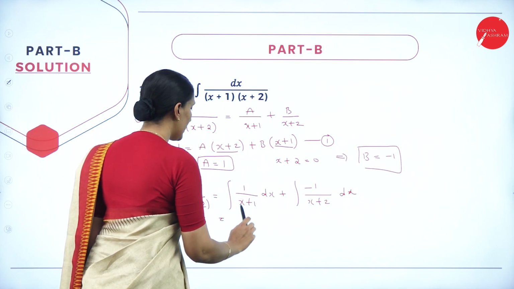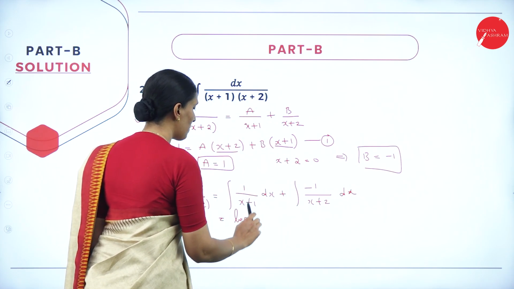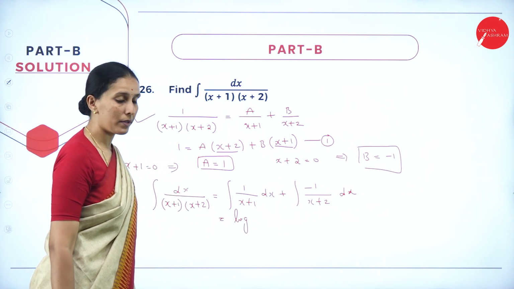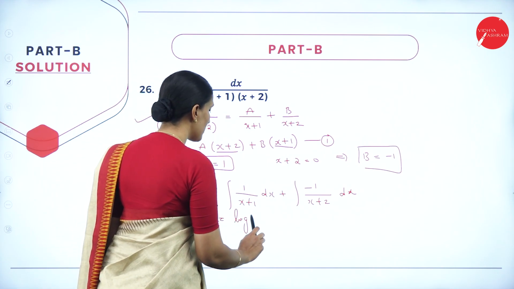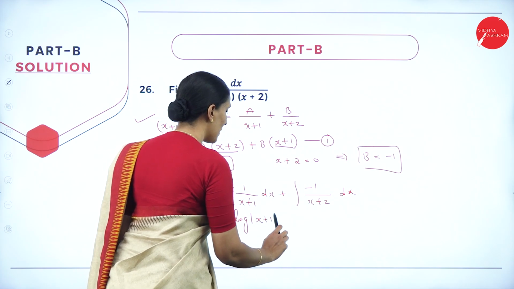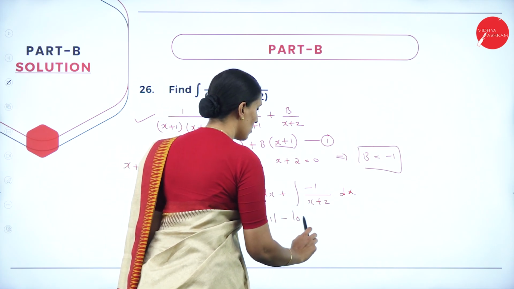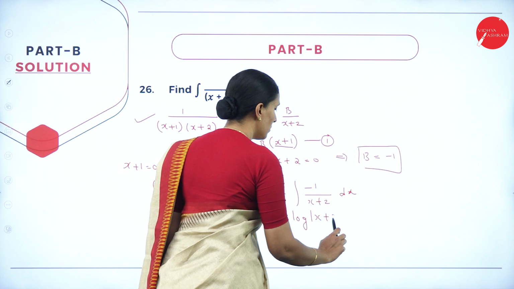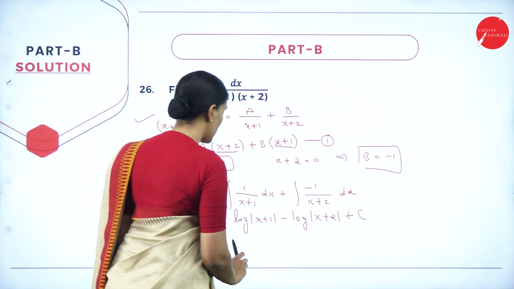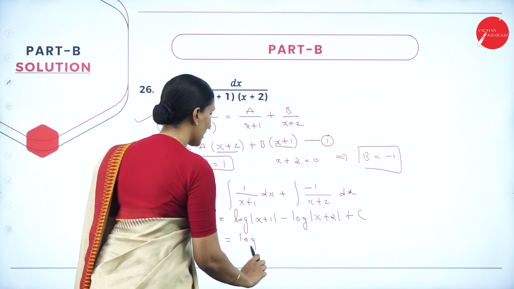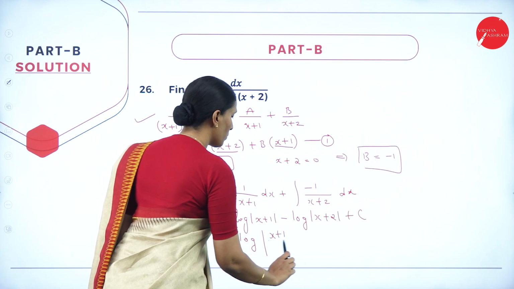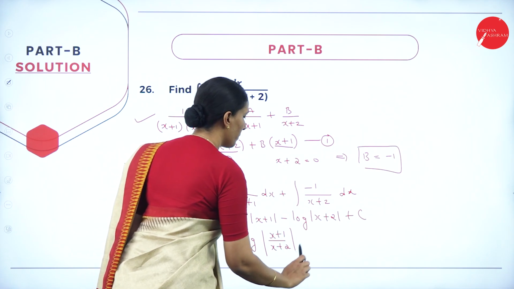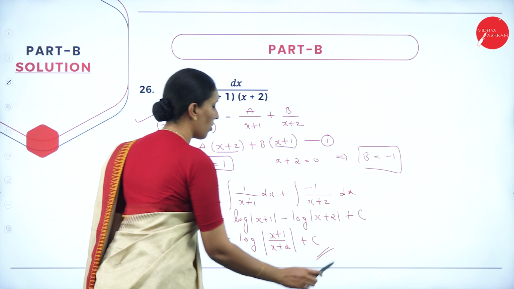So, applying the integration, in the 1 by ax plus b form, we will get it as log ax plus b. Therefore, log x plus 1, we have here minus log x plus 2 plus integration constant, or we can write this as log x plus 1 by x plus 2 plus integration constant.